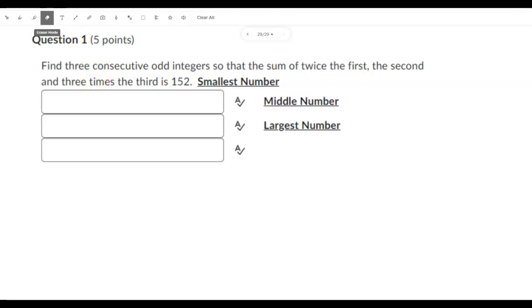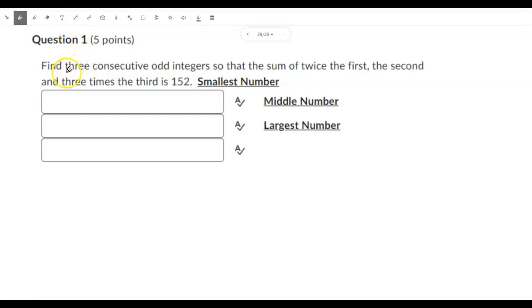Okay, so we're in our last problem of the week. This one's a little bit confusing, so I wanted to make sure and go over this with you. It says find 3 consecutive odd integers so that the sum of twice the first, the second, and 3 times the third is 152.